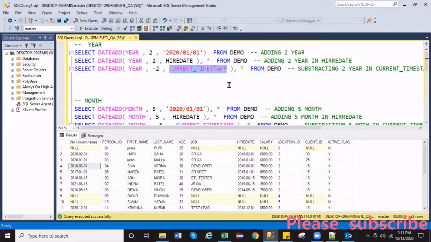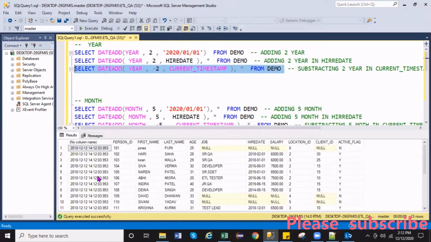So today is 2020, right? If I run, it should give me 2018 because I am adding, but the number is a negative number, so it will go backward. So see here, I am adding -2 years. That took me -2 years from today. Today is 2020, and it took me to 2018. So 18. So this is the year function that we have learned, right?